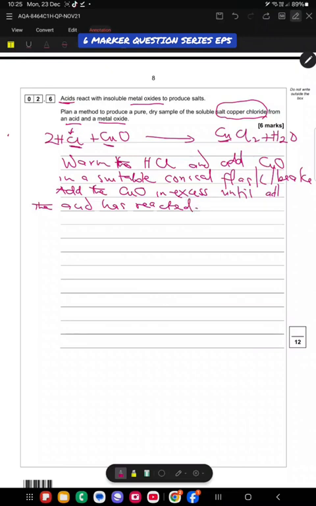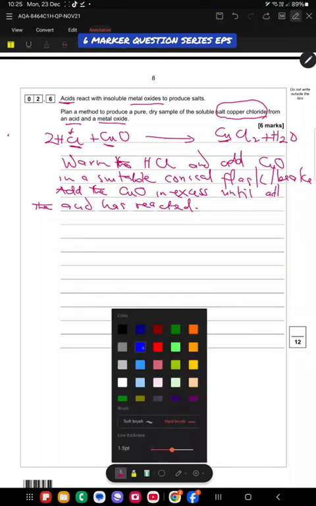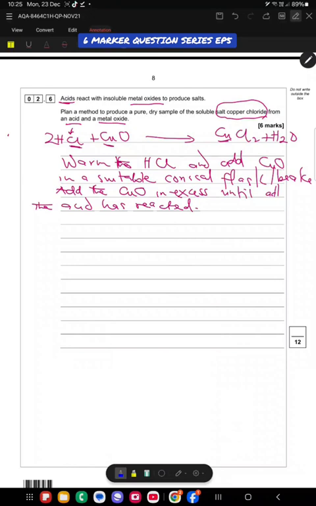Then because you added the copper oxide in excess, you're going to have some which will still be in the solution after the acid has finished reacting. So you then stir the solution, to make sure that everything has reacted, and then you filter the excess copper oxide from the solution.